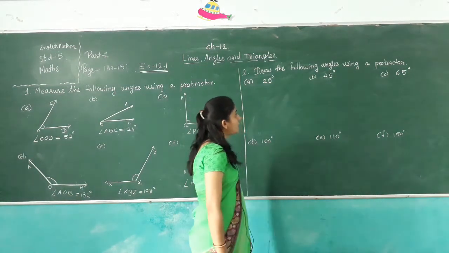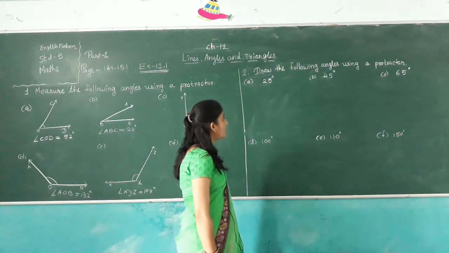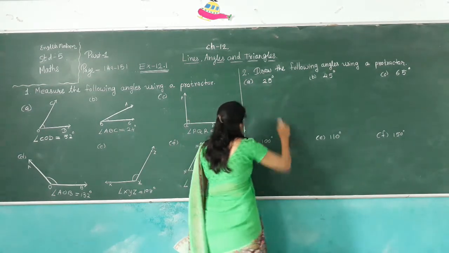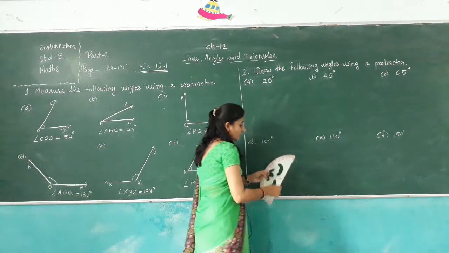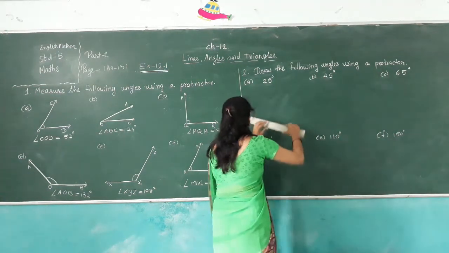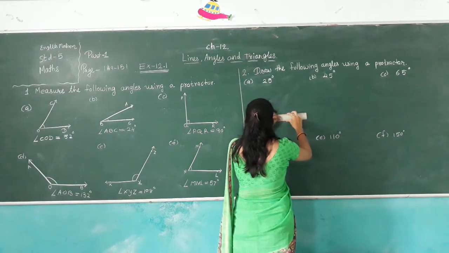Now the next question. Draw the angles using a protractor. Here we make a 25 degree angle. So first we draw a line, a ray.